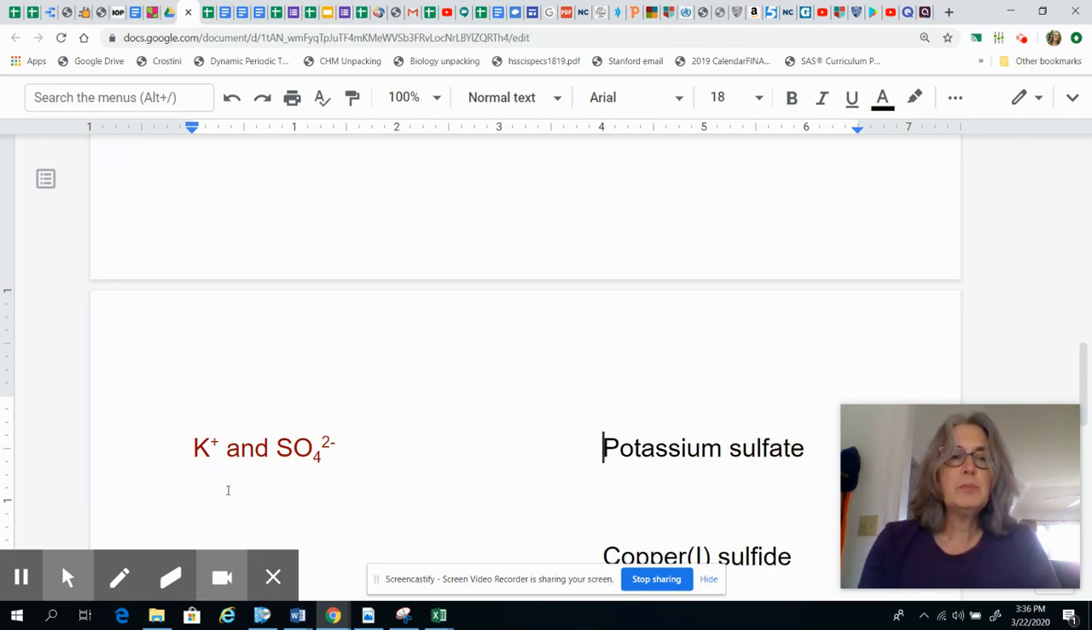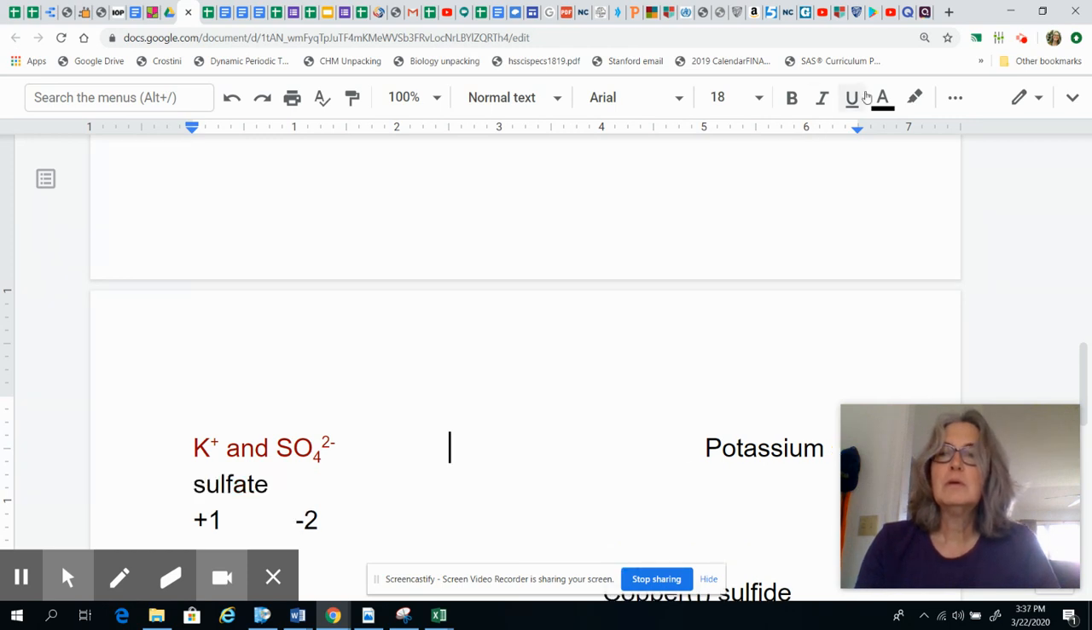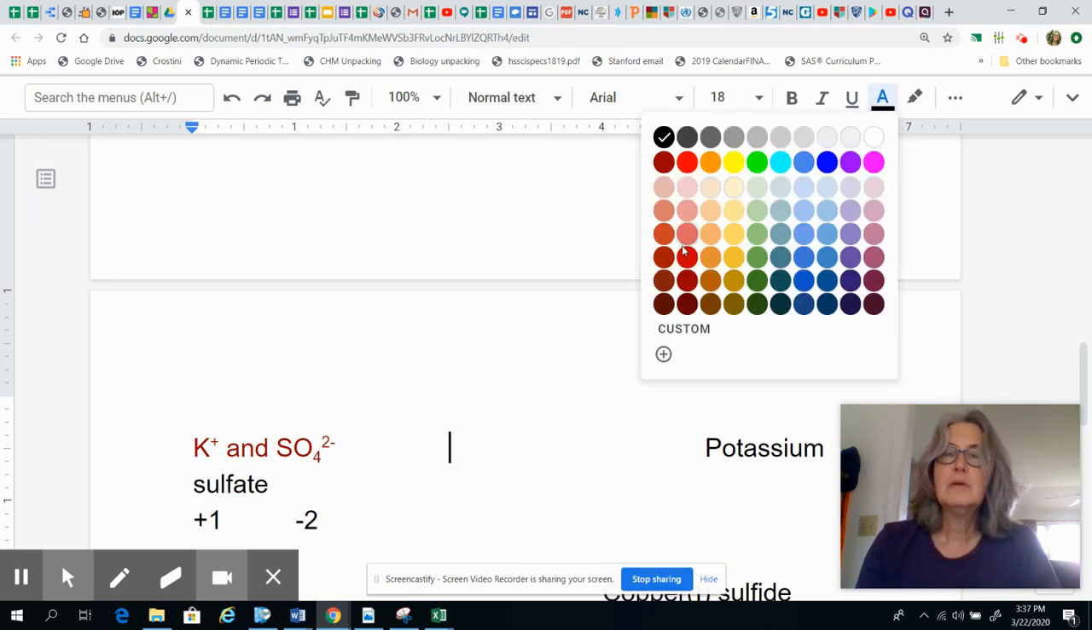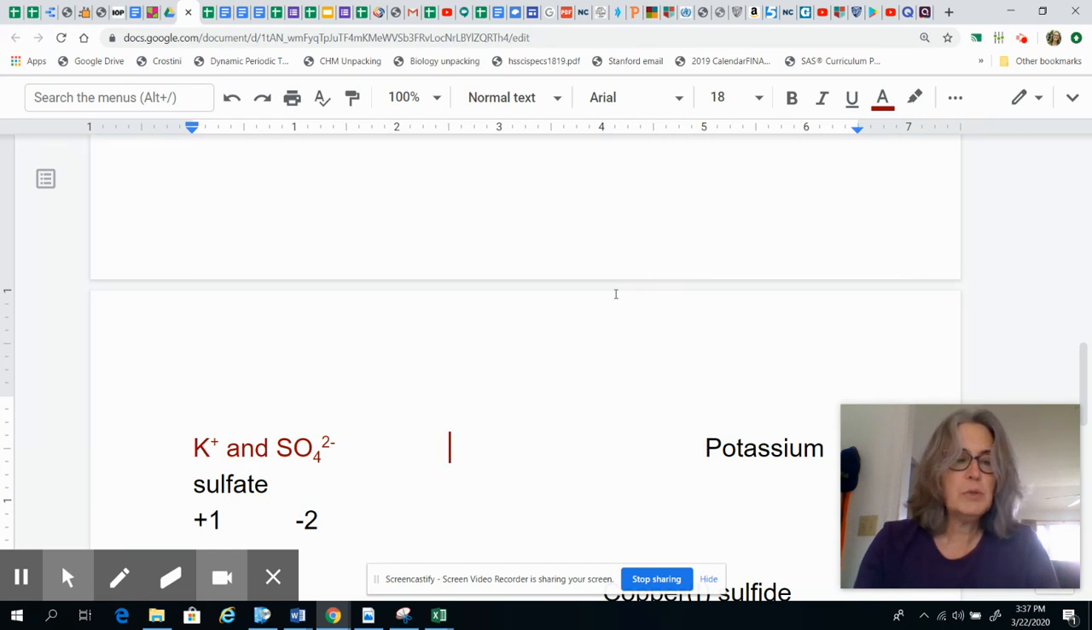All right, so we have a +1 and we have a -2. Obviously, we need more positive charge. 2 plus 1s will be +2. That will balance the -2. So our formula is going to have 2 of these and 1 of those. So it's going to be K2SO4.